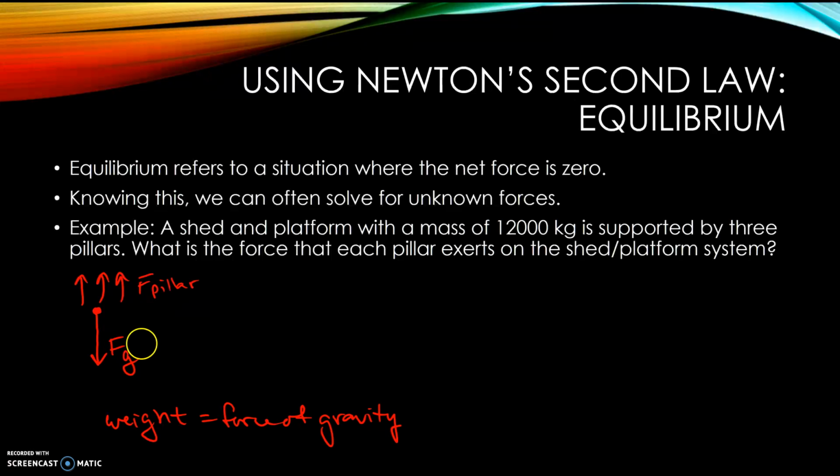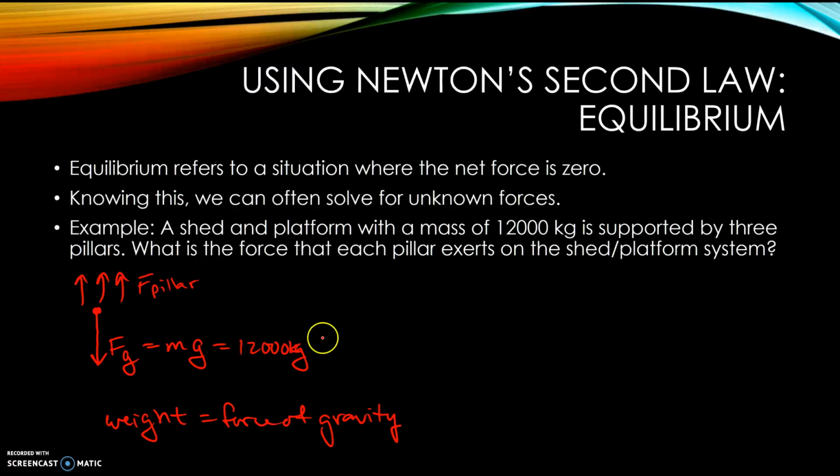So the way we calculate the weight of an object is we take its mass times the acceleration due to gravity at wherever it is in space. So in this case, the weight, this force of gravity, will be the 12,000 kilograms, I think I said 1,200 before.